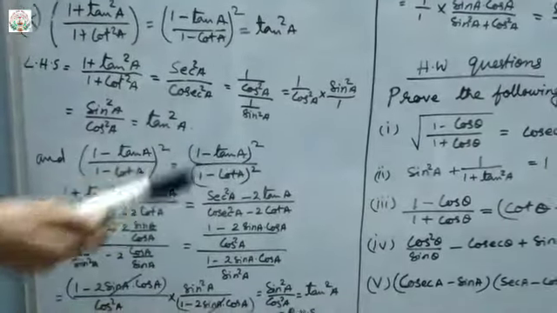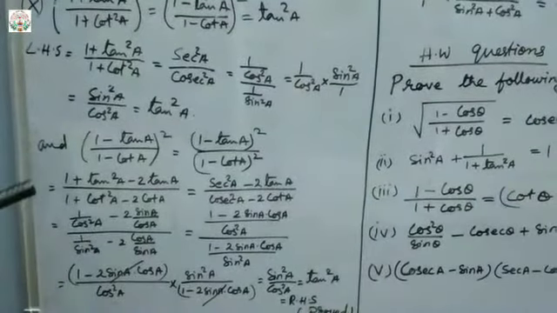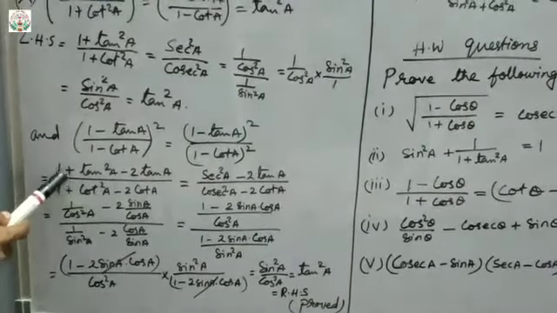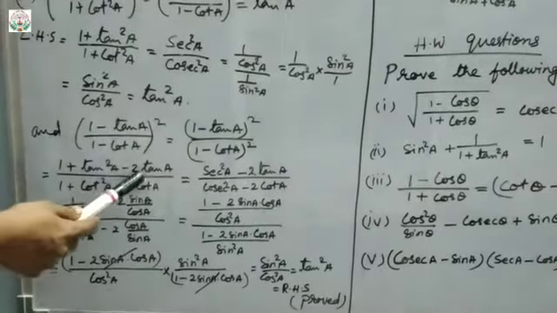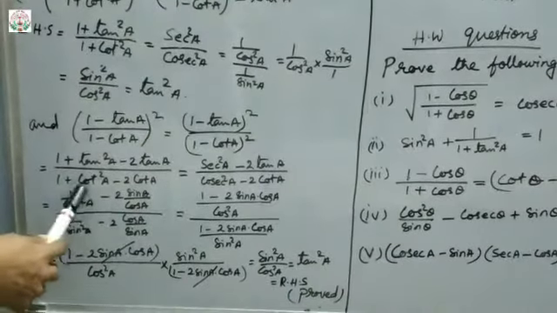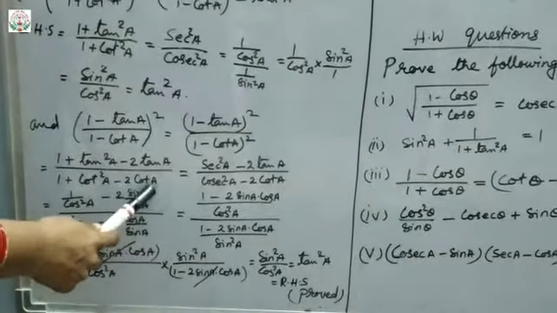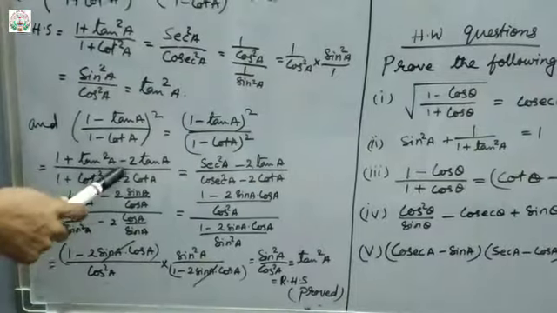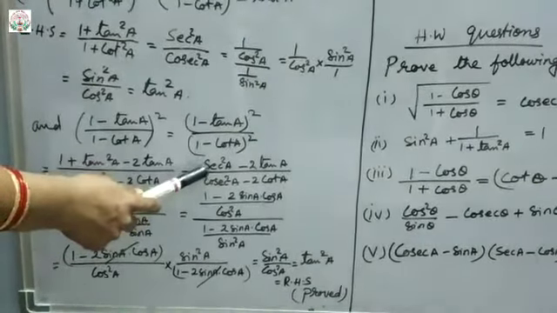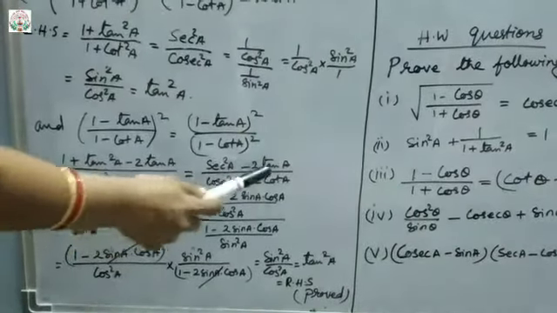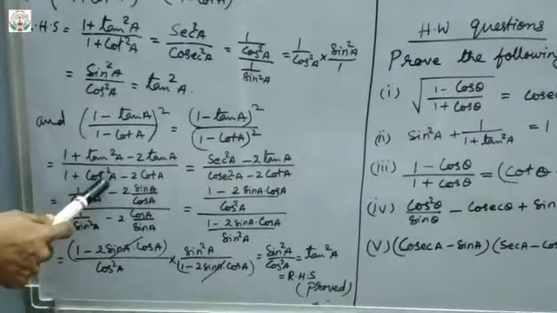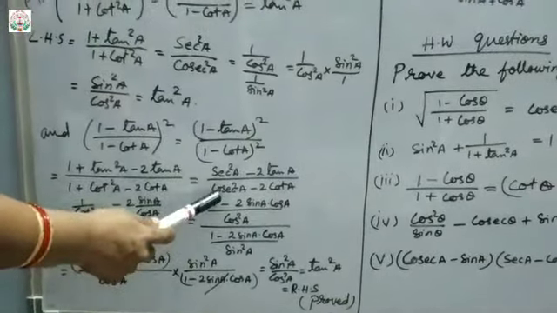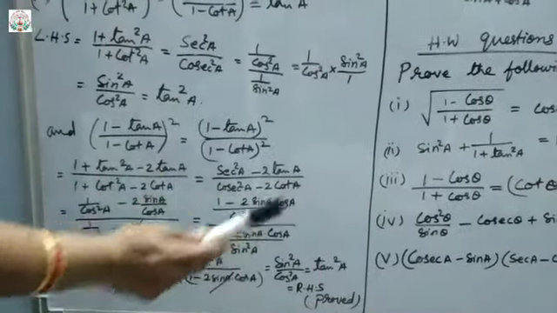Now the A minus B formula we know, that is A square plus B square minus 2AB. So that we will put here, that is 1 plus tan square A minus 2 tan A upon 1 plus cot square A minus 2 cot A. Now we know the value of this one, 1 plus tan square A, which is equal to the sec square A formula, minus 2 tan A upon 1 plus cot square A, the formula also, cosec square A you know. So that will be cosec square A minus 2 cot A.